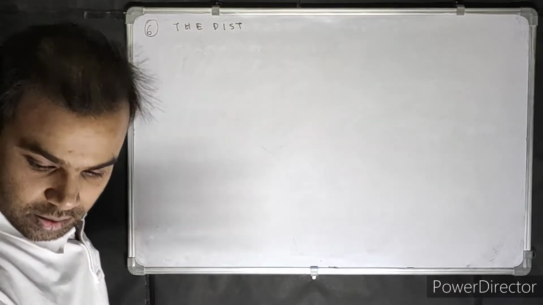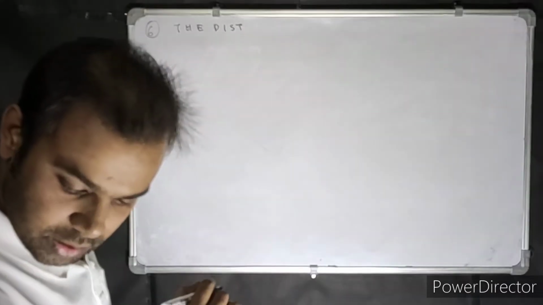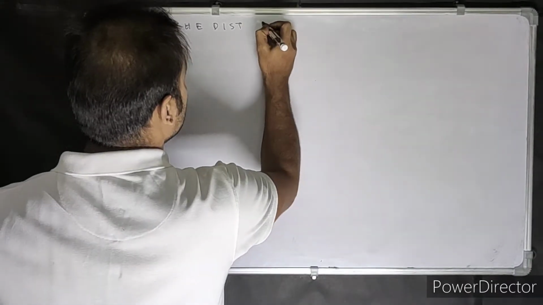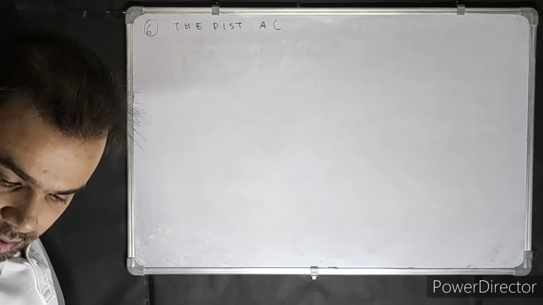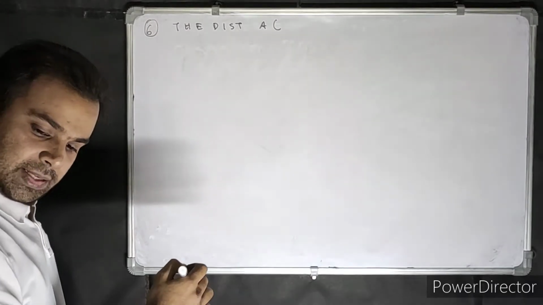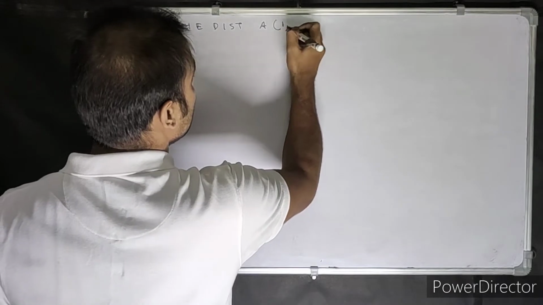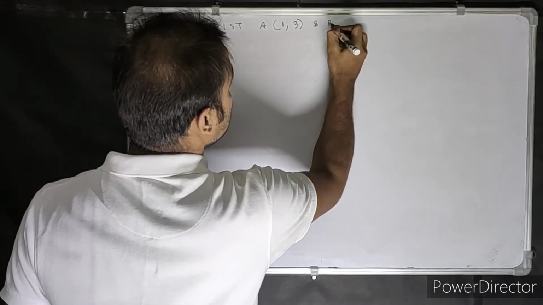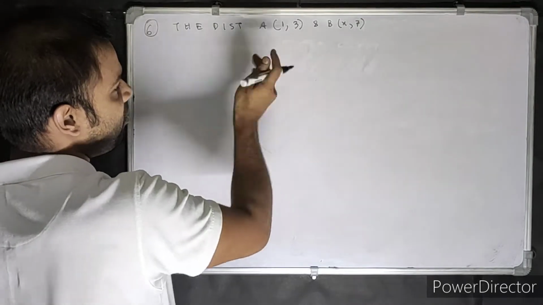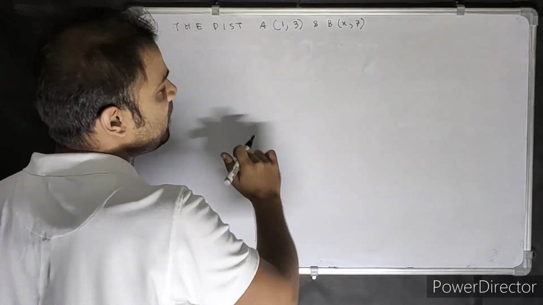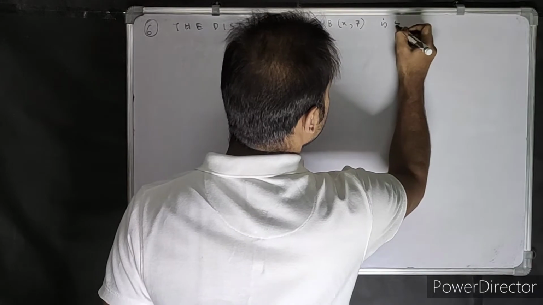Now I will be writing, these are all word problems, I will be writing the question, so please all of you have to bear with me. A is given as 1, 3 and B is given as x, 7. The distance between A and B is 5 unit.